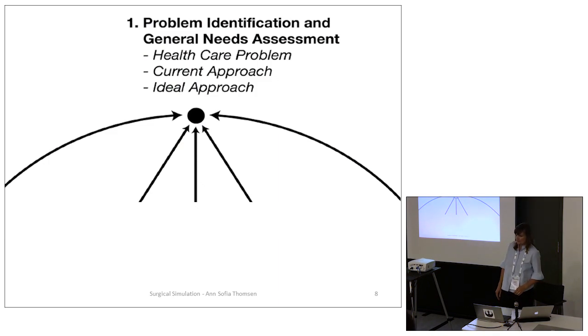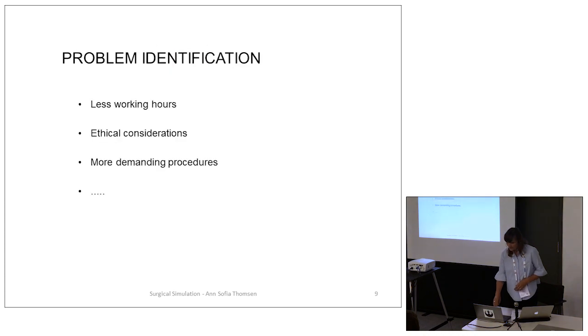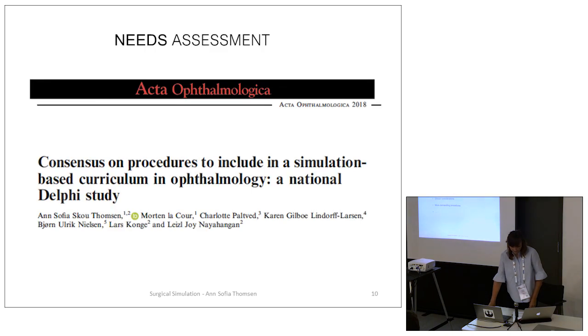The first step, problem identification and general needs assessment, is highly related to context, so there may be big national and regional differences. Some of the problems that might be identified are less working hours for doctors, ethical considerations including patient safety, and more demanding procedures requiring a more complex skill set of the surgeons.